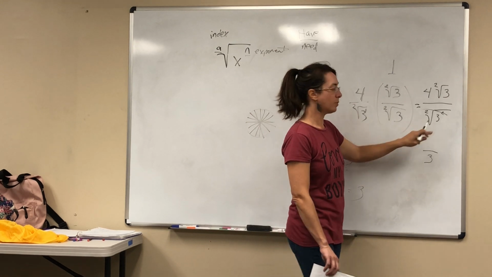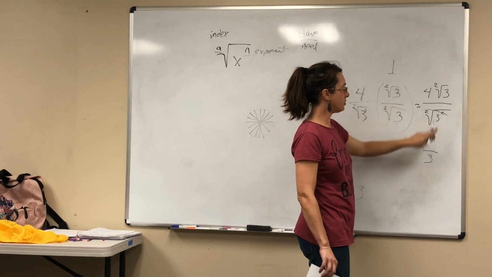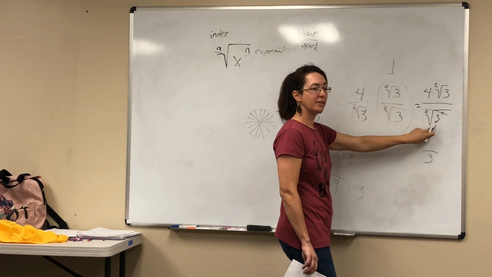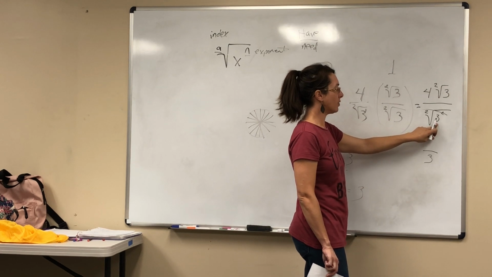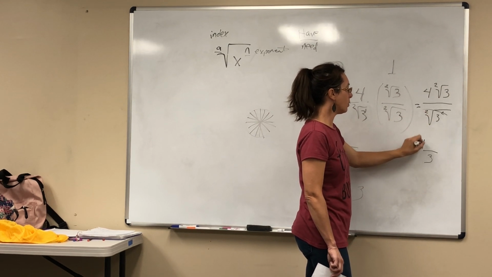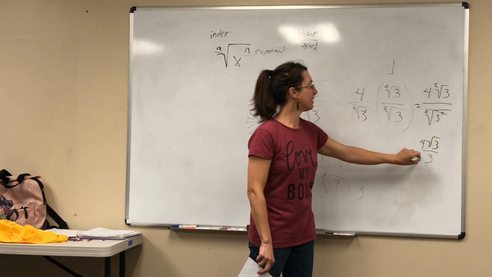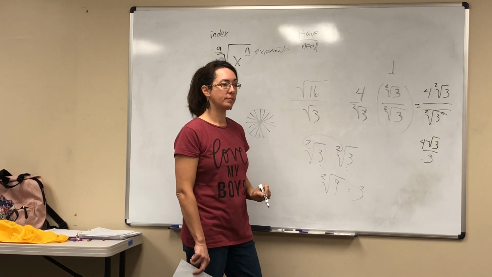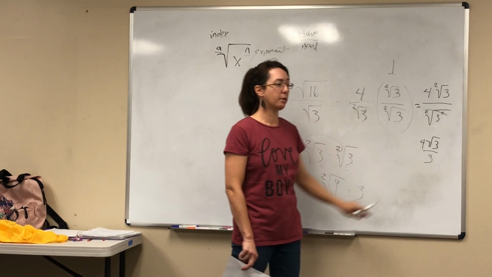Right? Yep. I need 2. I have 2. So all I have is the radicand that was underneath, the 3. And on top I have 4 square root of 3. This is simplified. So it can be on the top and on the bottom. It can be on the top, but it cannot be on the bottom.